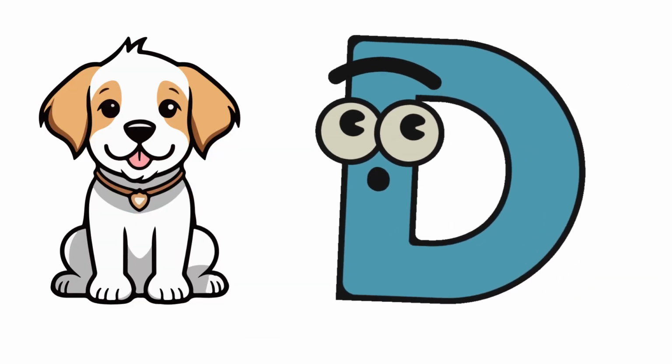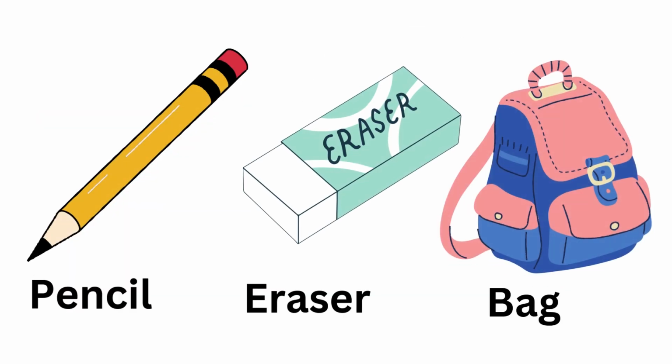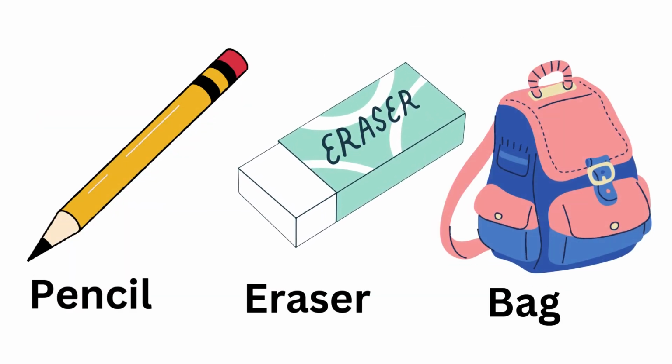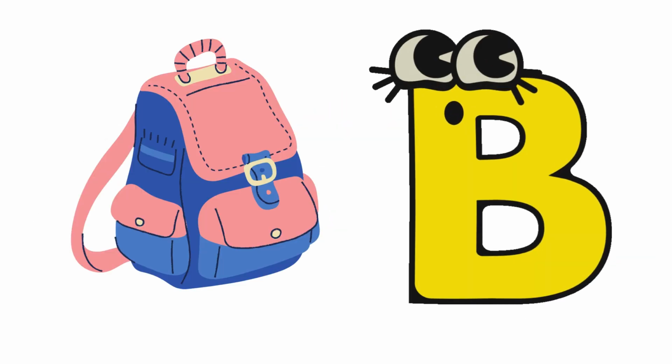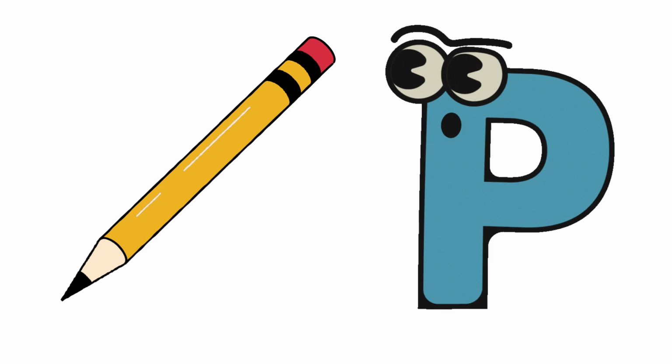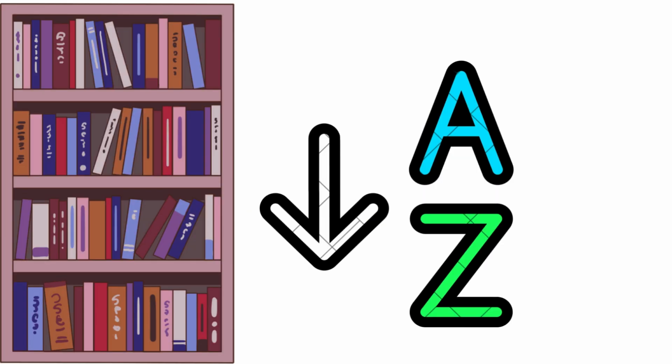Let's practice together. Clap your hands if you hear the right order. Ready? Pencil, eraser, bag. Think. Which starts with B? Yes, bag. Then comes eraser, then pencil. Great job! Alphabetical order helps us find words in a dictionary, sort names in a list, and even organize books on a shelf. Isn't that useful?